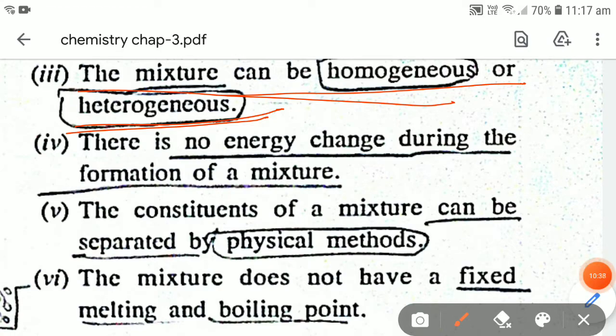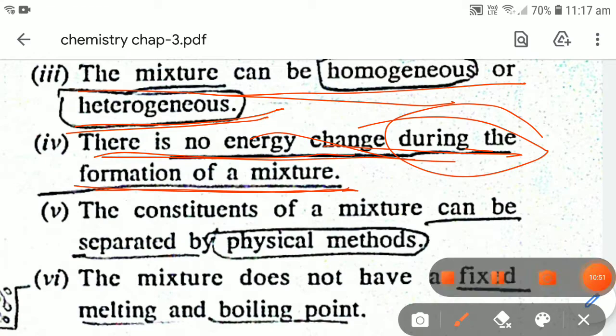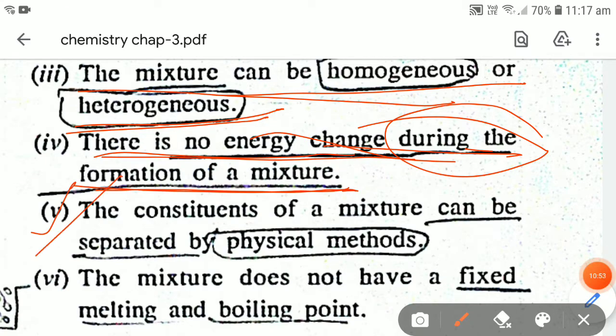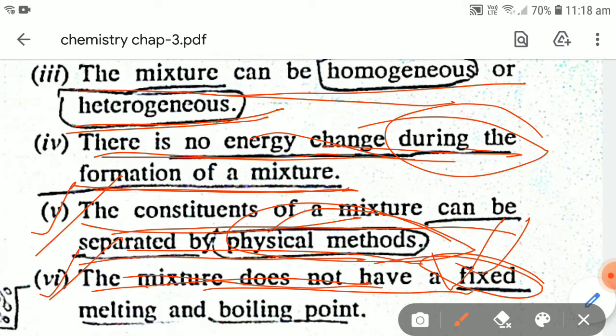See, there is no energy change during formation of a mixture, whereas in pure substances, when we form compounds, there is an energy change during the formation. Now, the constituents of a mixture can be separated by physical methods only. I told you this before. The mixture does not have a fixed melting and boiling point, because they are physically formed.